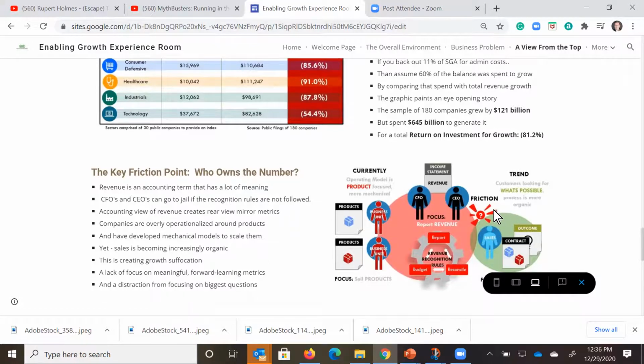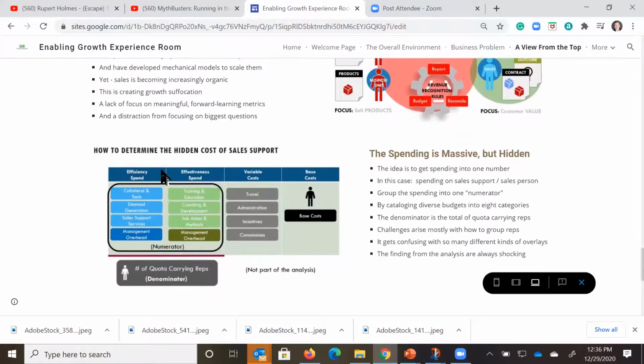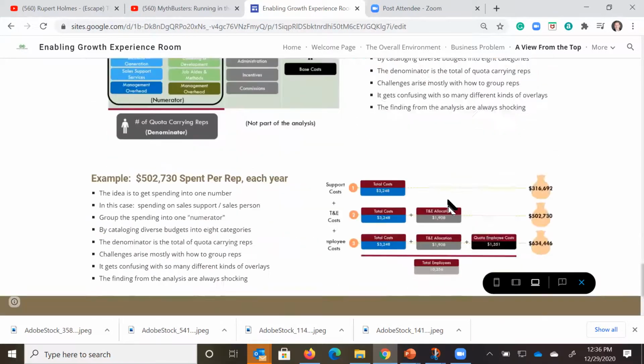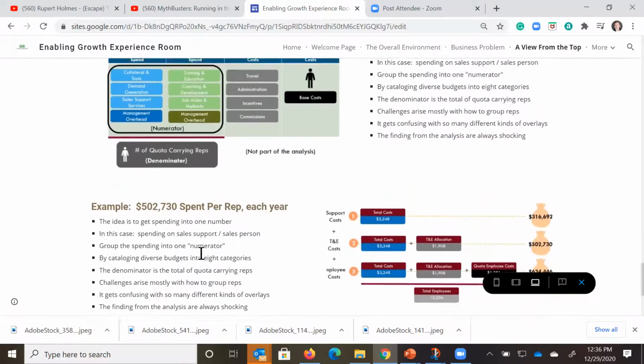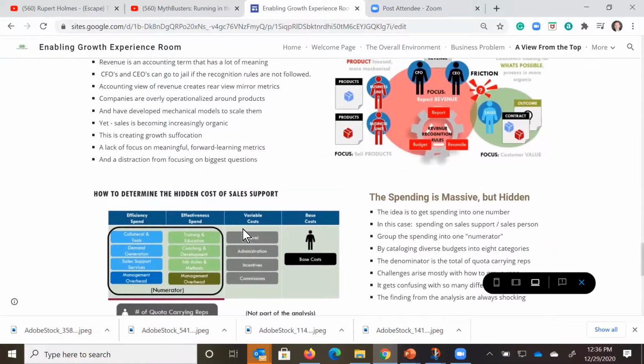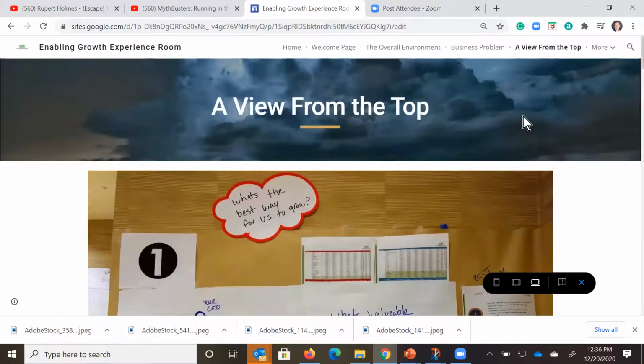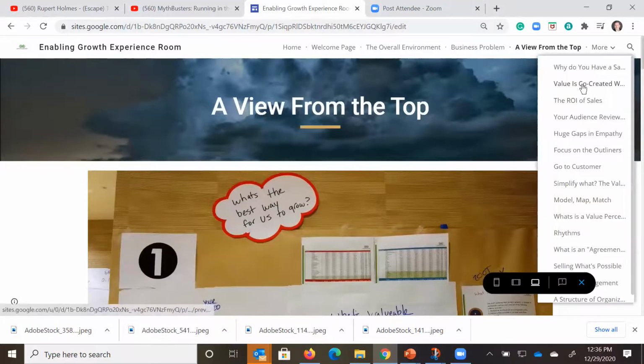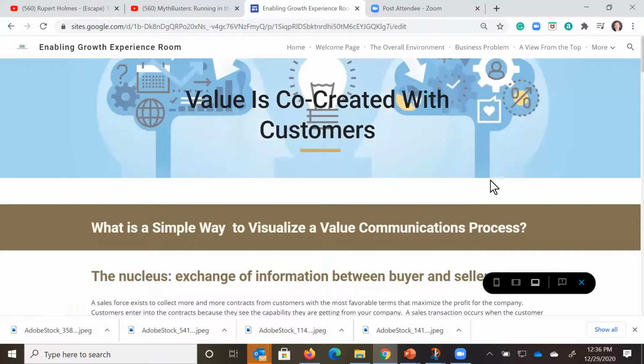Here's the friction point. Who actually owns the number? Then here's the hidden cost. So you can see everything has these modules that you can click down and click up into. And that's just this chapter. Then we have, look, there's more: value is co-created.